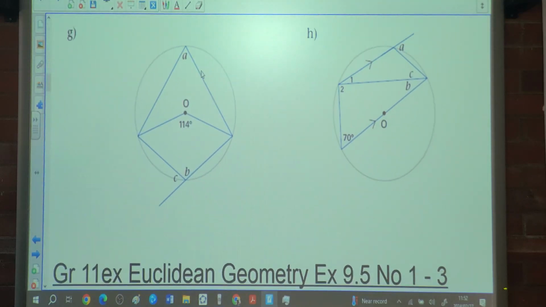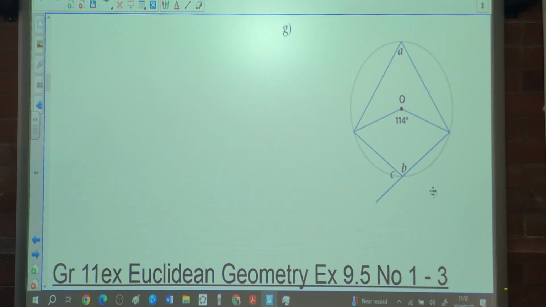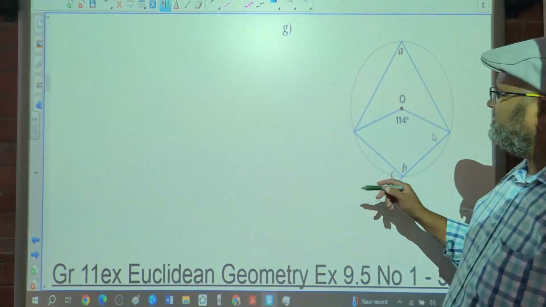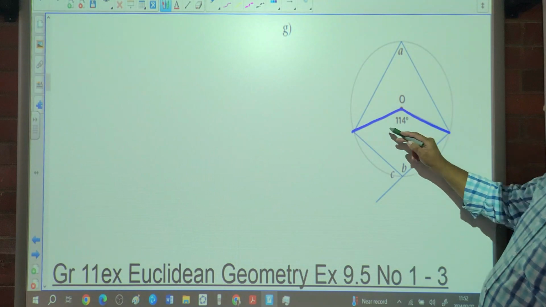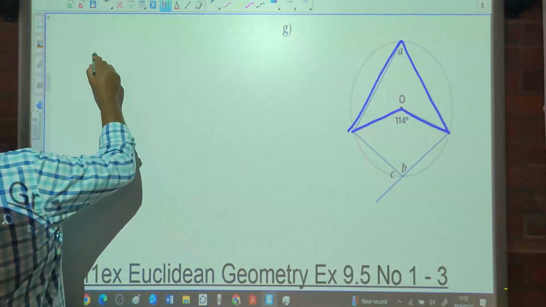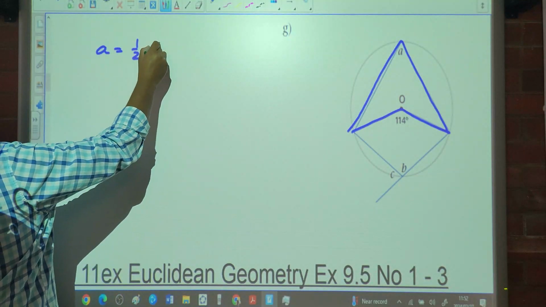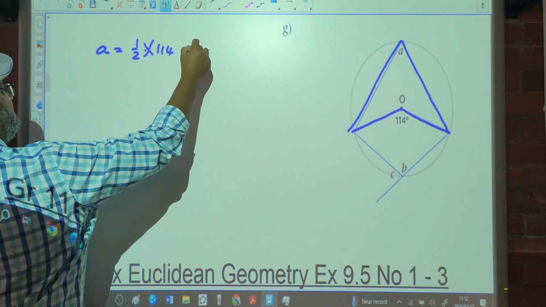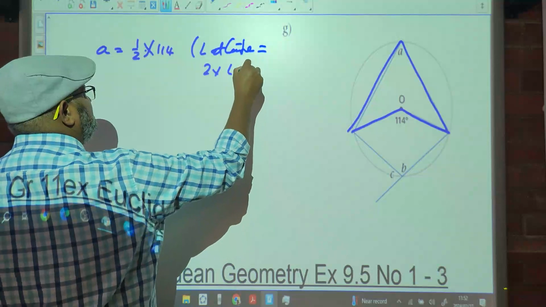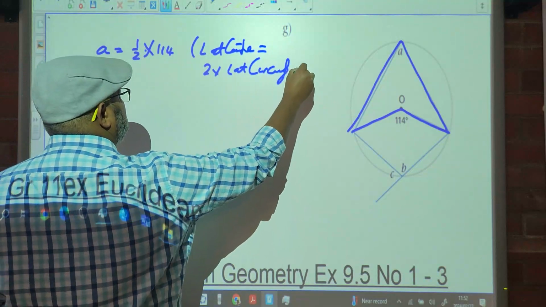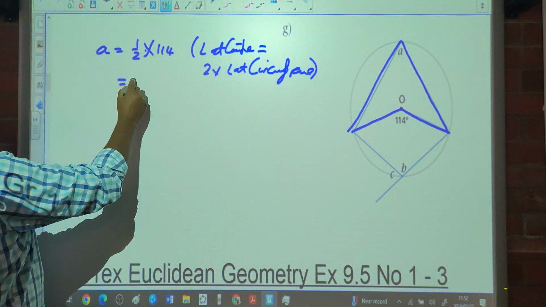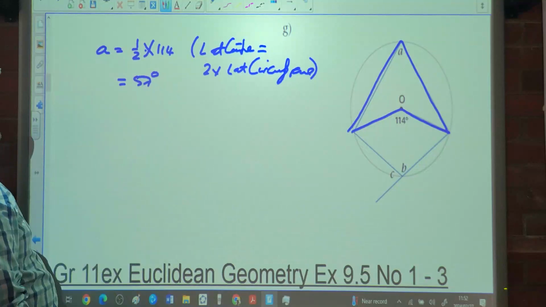G. What can be calculated first? A. How? Angle at center is 2 times angle at circumference. So A is half of 114. Angle at center is equal to 2 times angle at circumference. Okay, who's giving an answer? 57 degrees.